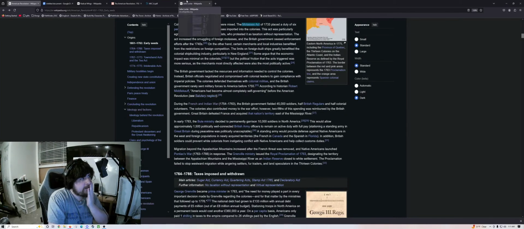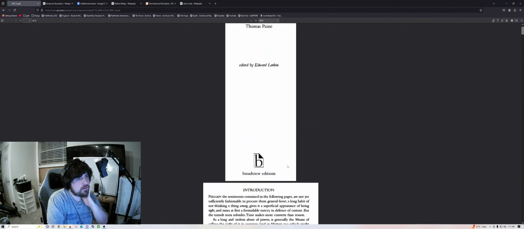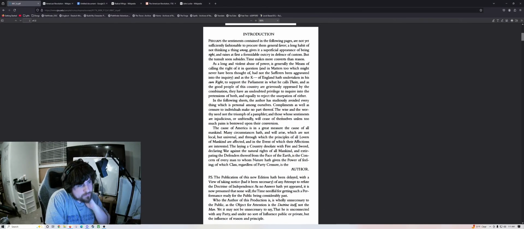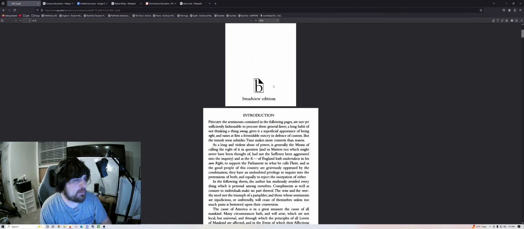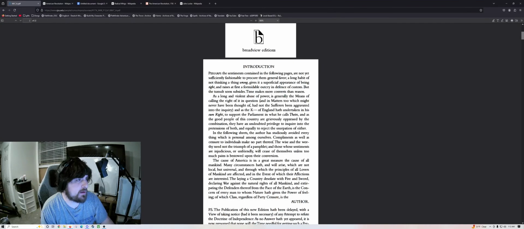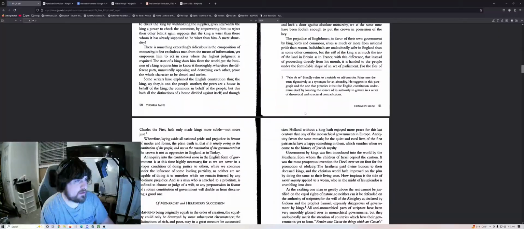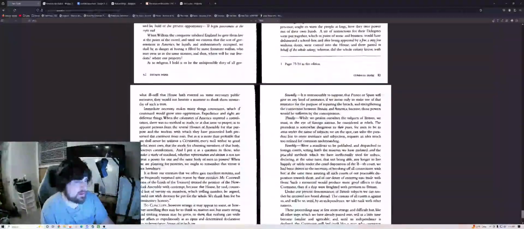All right, I think I will finally read Common Sense. This is what all the founding fathers fanboyed about. They loved Thomas Paine. Oh, my throat does kind of hurt. How many pages is this? It's like 100 pages, 85 pages.